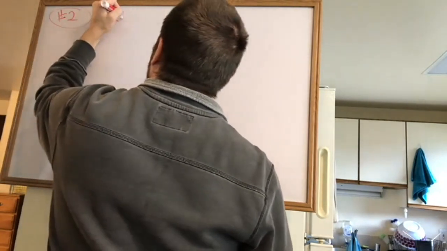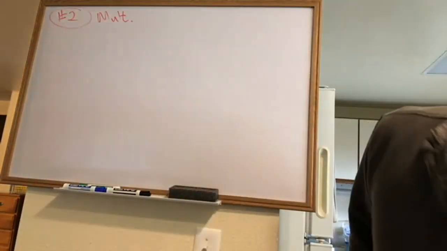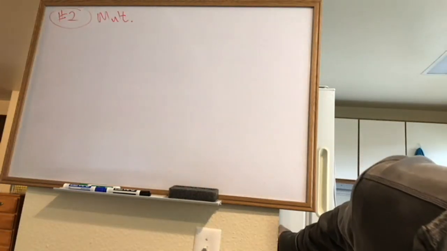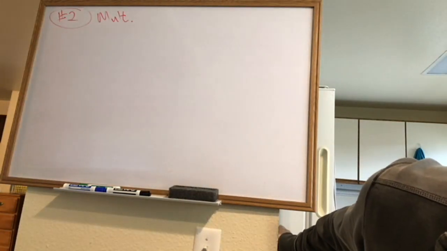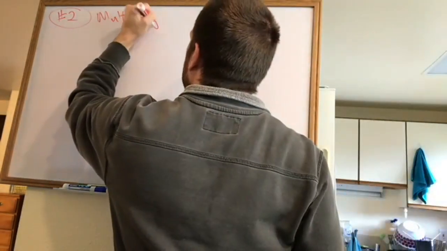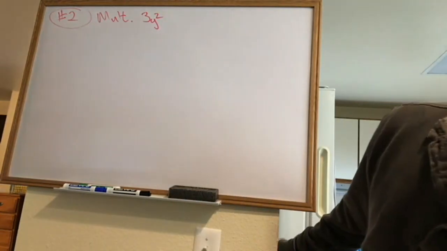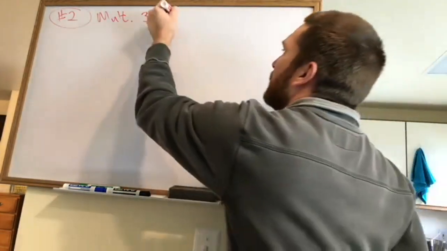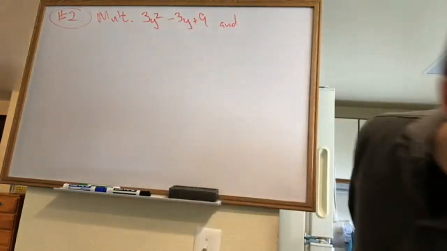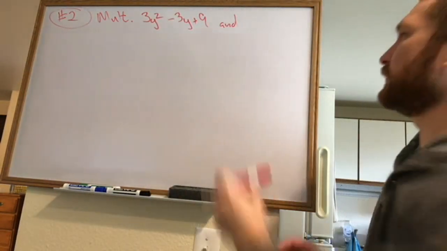It says multiply, and it gives you 2x. Oh, that's not the one I wanted. Oh, that's the one I wanted. Okay, 3y squared minus 3y plus 9. 2y plus 3.